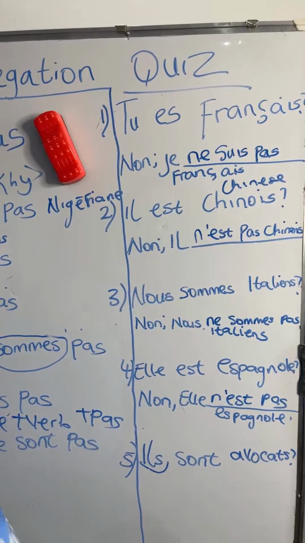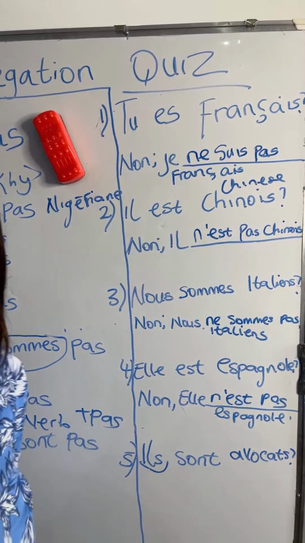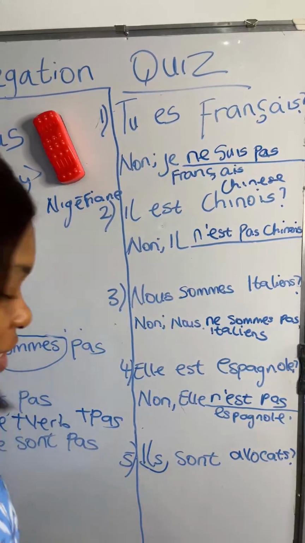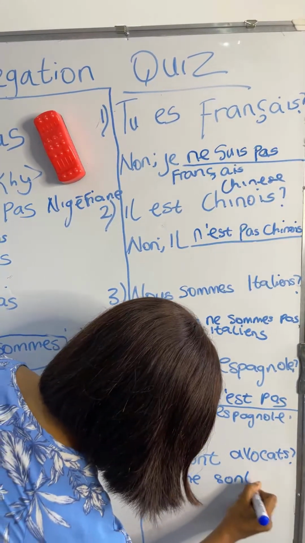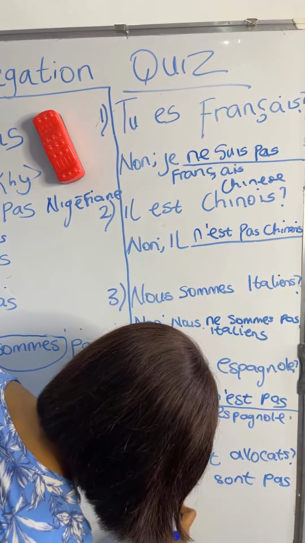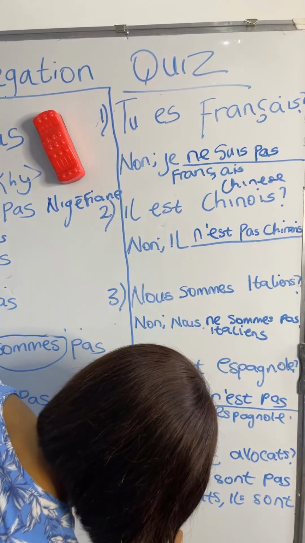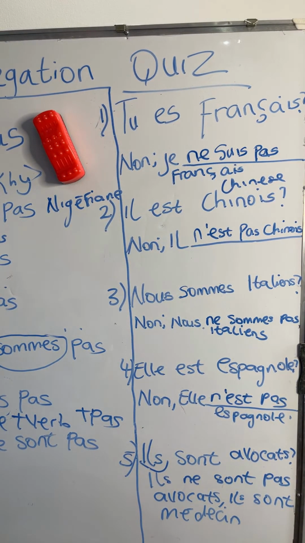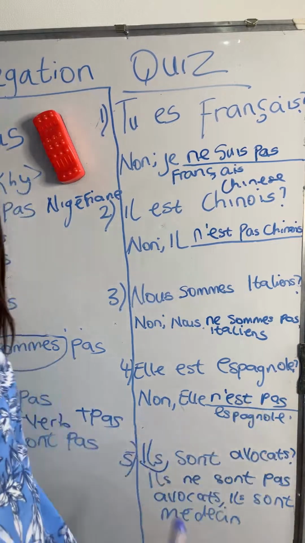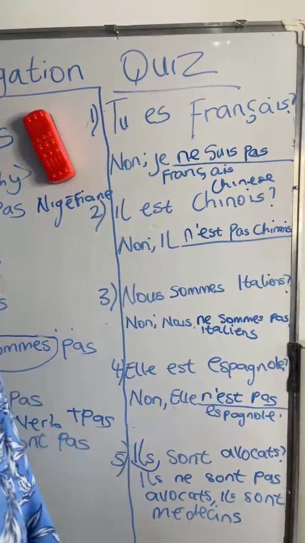Okay, wow, that's good. Non, ils ne sont pas avocats, ils sont médecins. Very good, I like that. So it says, no, they are not lawyers. So I'm going to write it. Ils ne sont pas avocats, ils sont médecins. I'm sorry it's so tiny. I'll try not to make it tiny next time. So ils ne sont pas avocats, meaning they are not lawyers. Ils sont médecins. Of course, it's an S because it's plural. They are doctors.